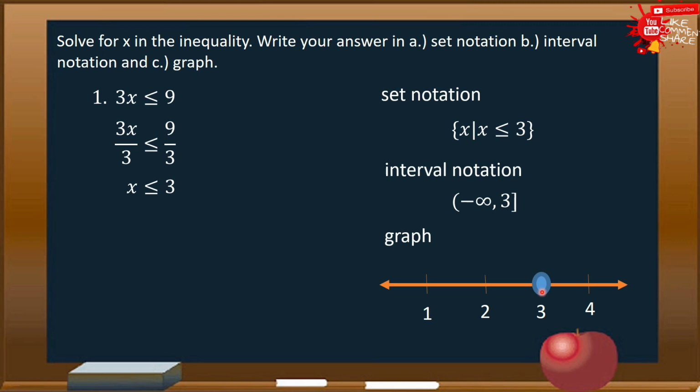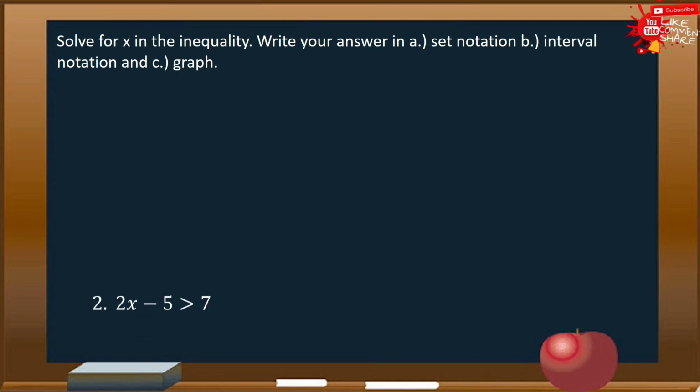And then, dahil paliit yung value niya, is less than or equal to, so ang graph natin ay papunta sa left side. So, going to the left. So, this will now be the graph of the solution x is less than or equal to 3.